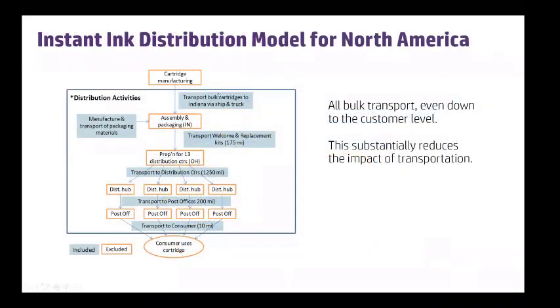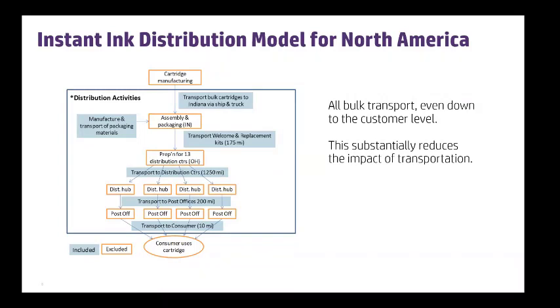So the cartridge is manufactured. It goes to a packaging facility. This is the North America model, obviously. And then it goes out to various distribution centers and then to the customer. And when I say distribution to the customer, this is through the mail. So you're saving all of that transportation costs, because you're now bulk delivery rather than individually driving to a car or running a couple of errands to pick up that cartridge.